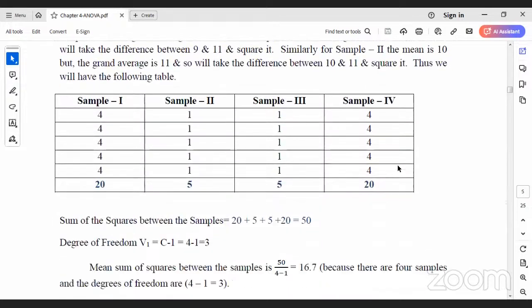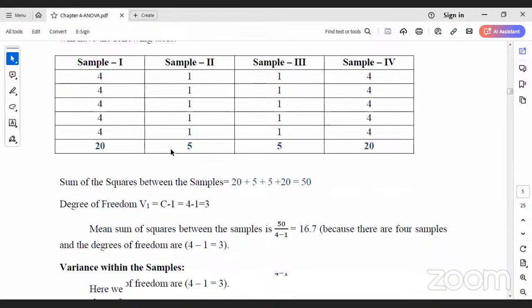Then next, simply add all these values. The first sample is 20, second is 5, third is 5, and fourth is 20. So SSC is equal to 20 plus 5 plus 5 plus 20, which is equal to 50. SSC is equal to 50. Sum of squares between columns is equal to 50.